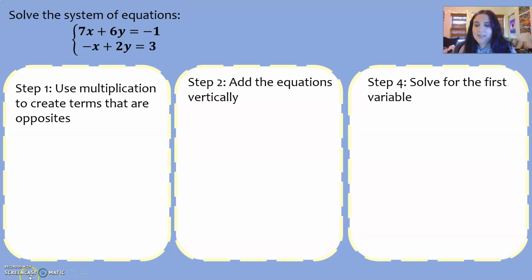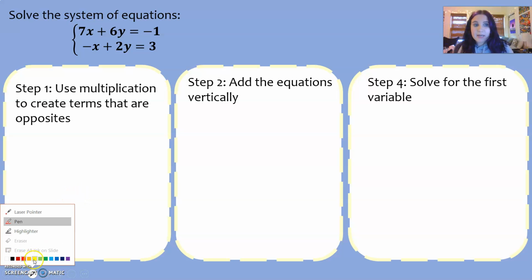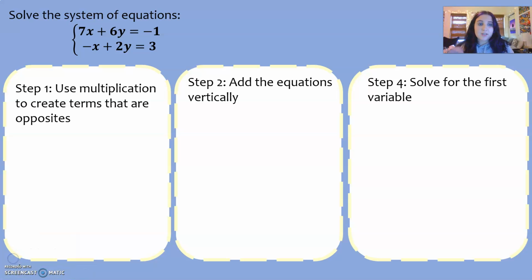Hello everyone. Today we are going to use the elimination method to solve a system of equations. So with the elimination method, we're trying to get one of our variables to cancel out. And to do that, we need opposite terms.